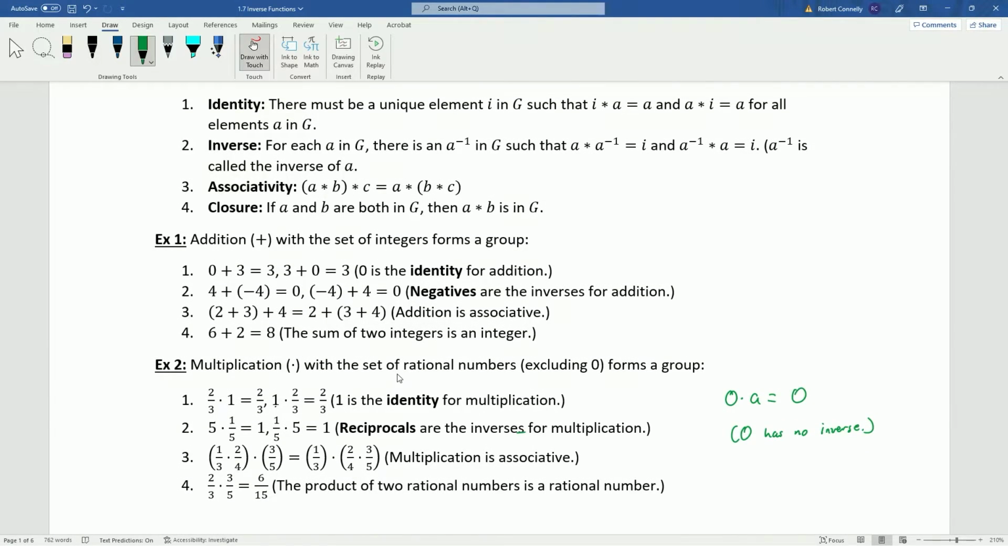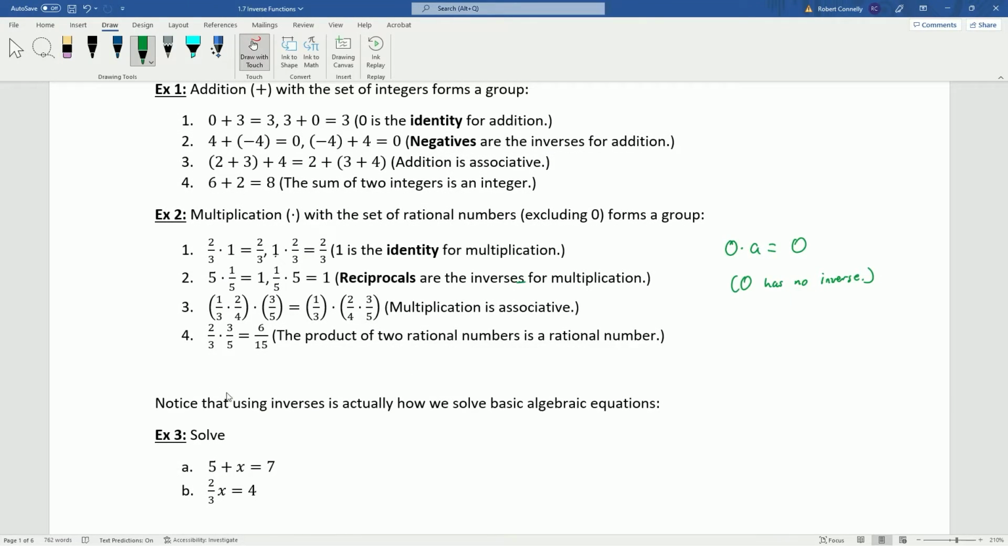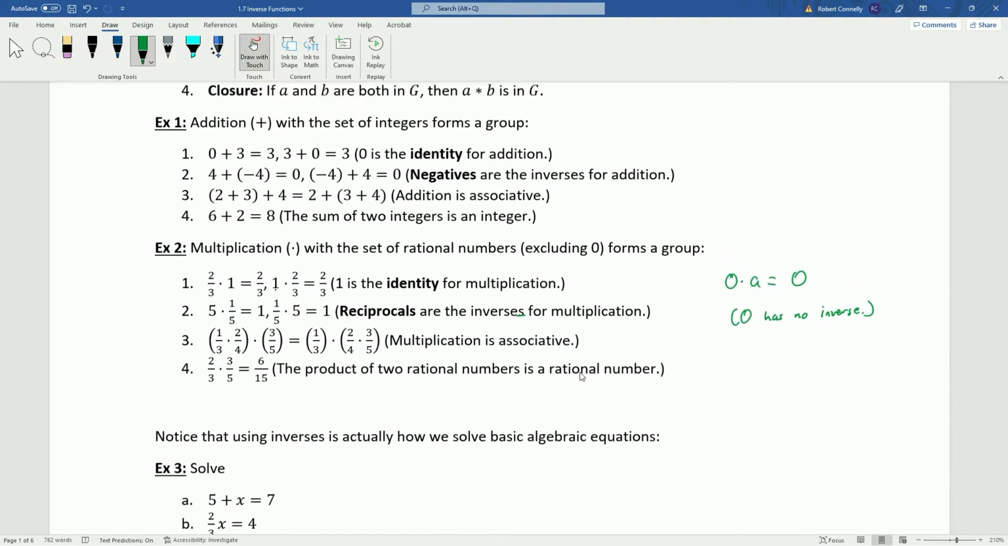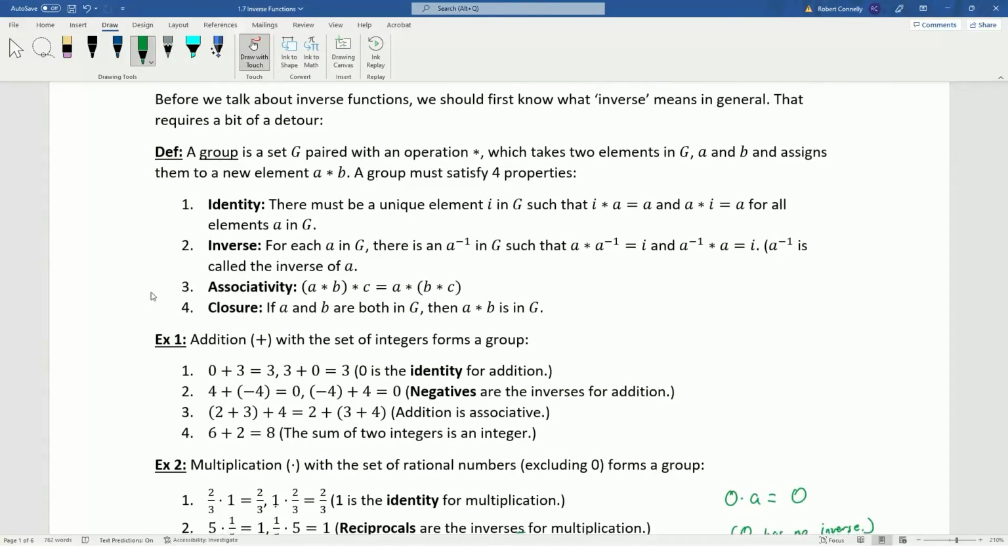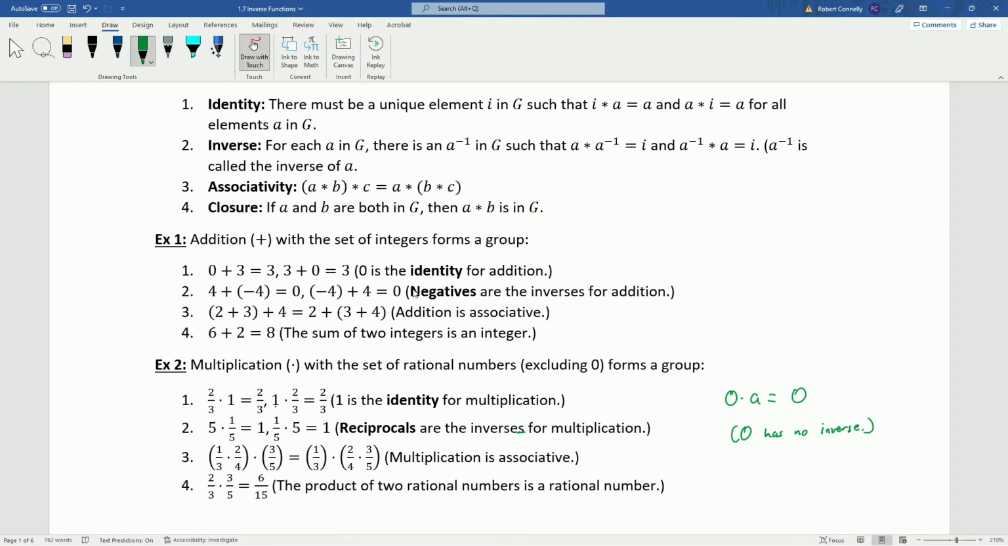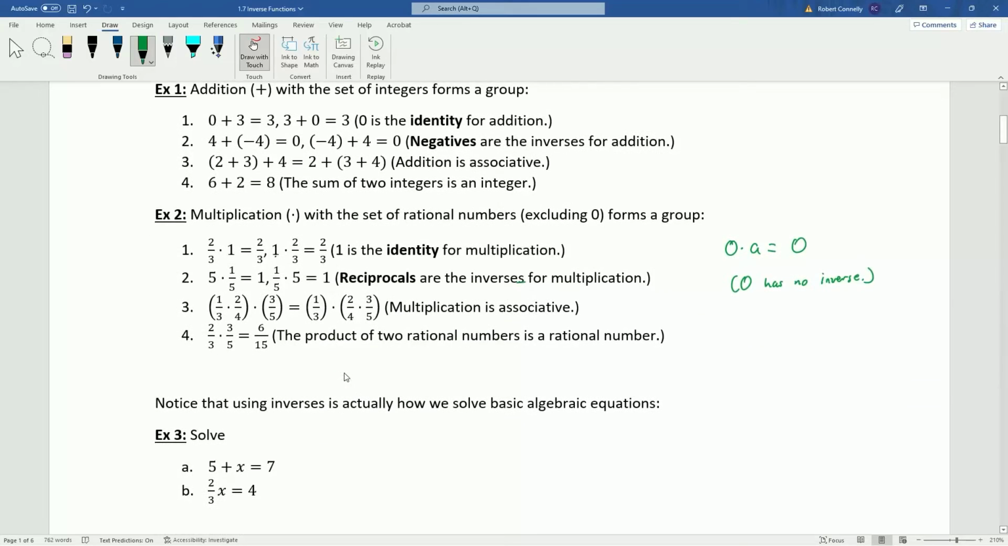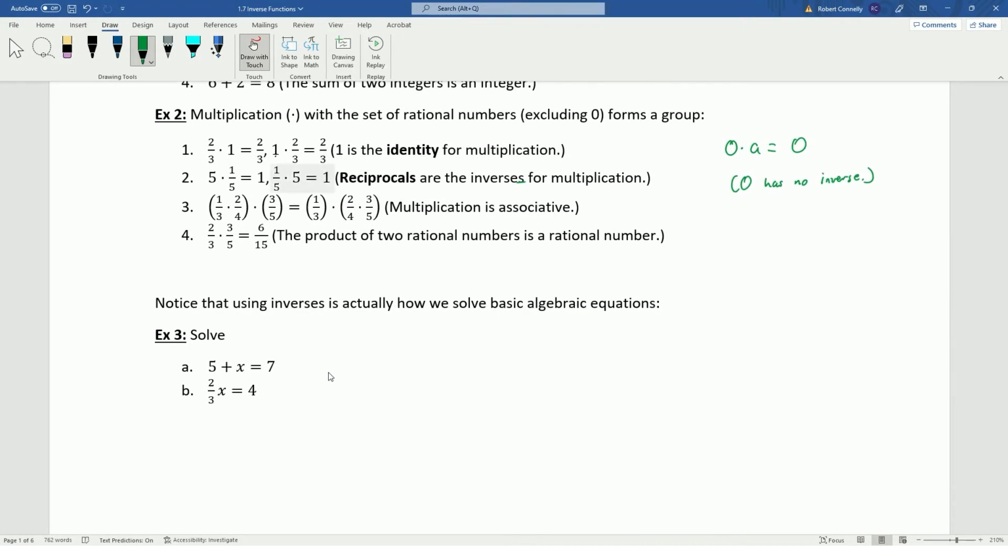Okay, so notice that using inverses is actually how we solve basic algebraic equations, right? This is the key thing to understand. The value of understanding the relationship of inverses within these various types of groups is that inverses are how we actually solve equations.